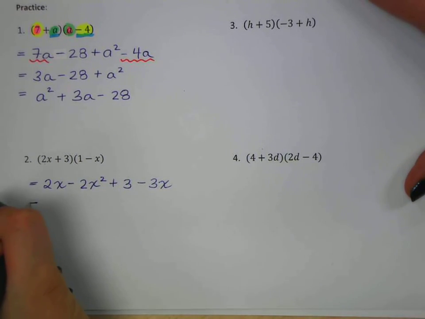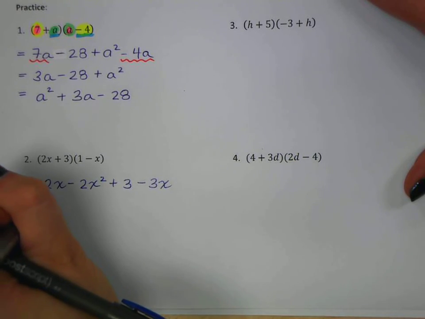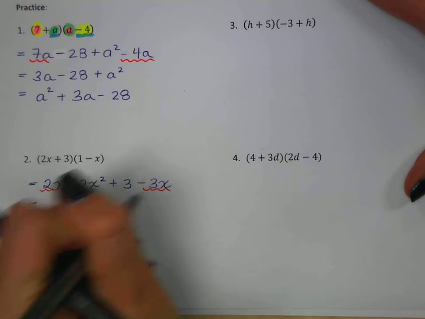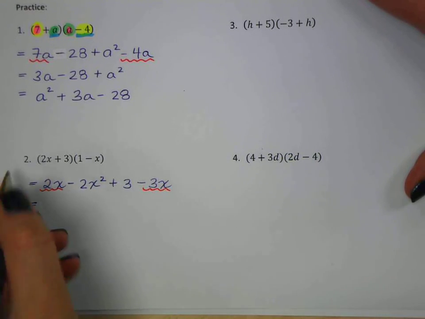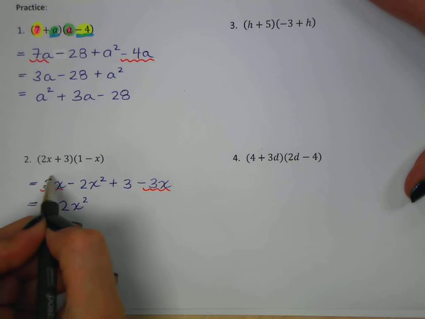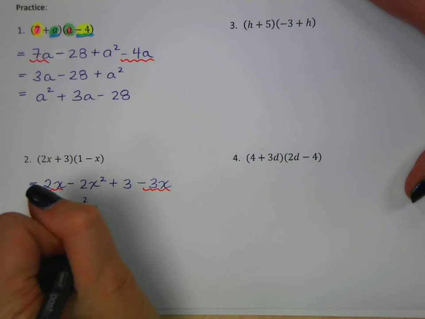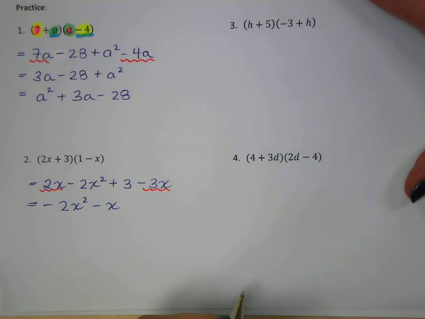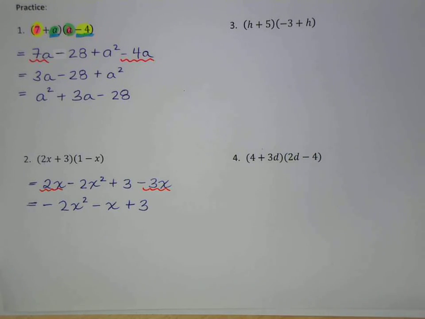Okay. So we have to combine like terms. So we're going to simplify. But let's also put it in the proper order at the same time. So this is our highest power, so we'll start with that. Negative 2x squared. We have 2x minus 3x. So 2 minus 3 is negative 1. So we just have negative 1x plus 3. Done. So every single time we're going to be using this FOIL method to multiply binomials.